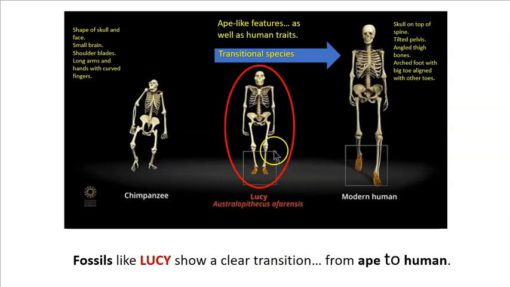All right, so we saw a great example then of how Lucy shows features both of the ancestral group, the ape group, and of the future group, the modern human group. Like apes, like a chimp, Lucy had the same kind of shape of the skull and the face, small brain, shoulder blades sort of suited for moving around in trees, long arms and hands with curved fingers, again adaptations for tree life. But like humans, her skull was on the top of the spine, the tilted pelvis to support the upper body weight, the angled thigh bones for balance, and the arched foot with big toe aligned with other toes. A classic transitional species.